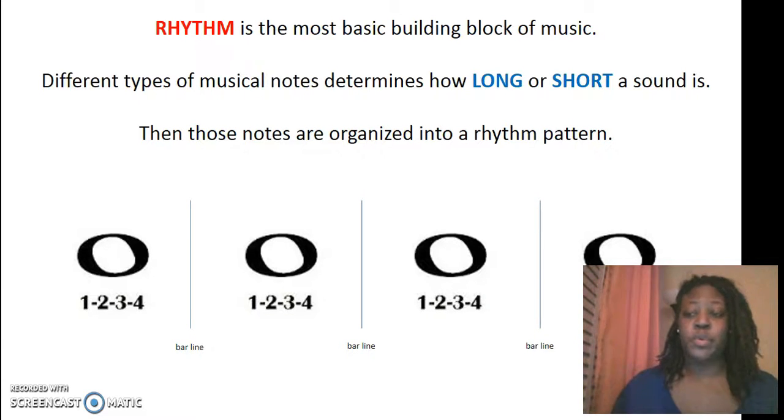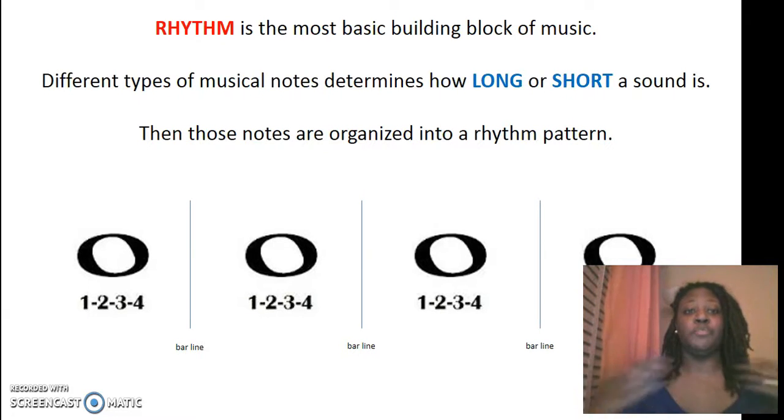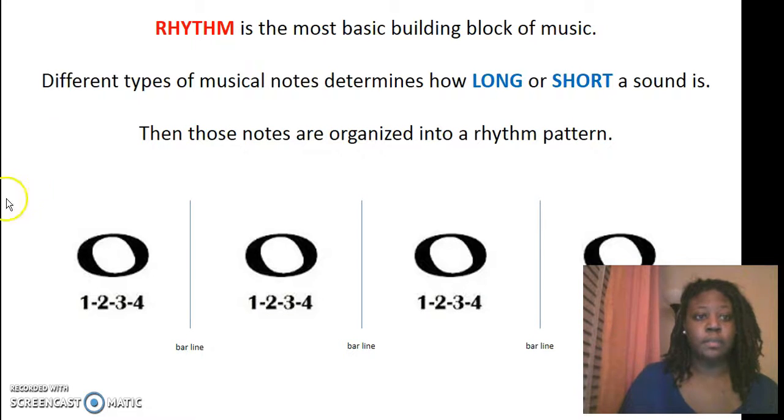So the first thing we're going to be thinking about this semester is rhythm. We'll be looking at 7 elements, 7 building blocks of music, and rhythm is going to be the first one. If you take a look at the screen, it says rhythm is the most basic building block of music. Different types of musical notes determine how long or short a sound is.